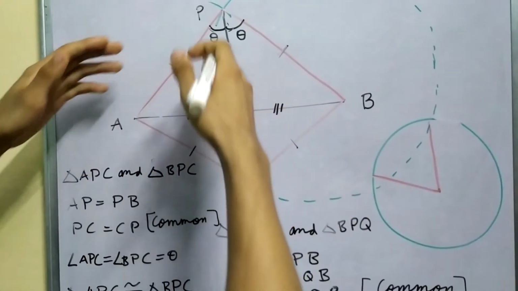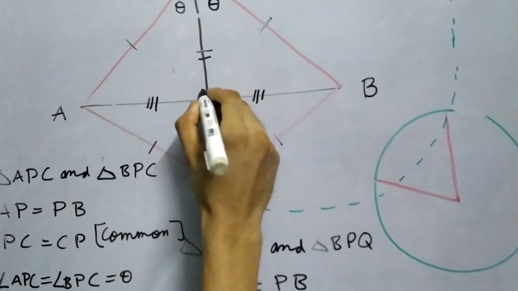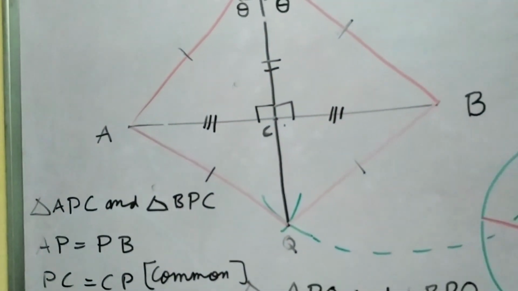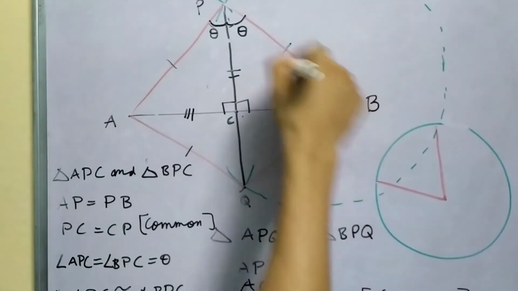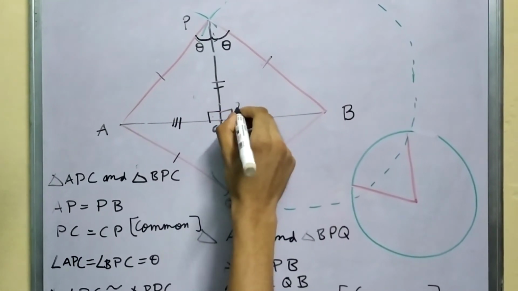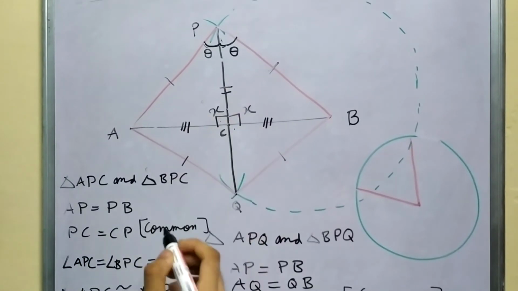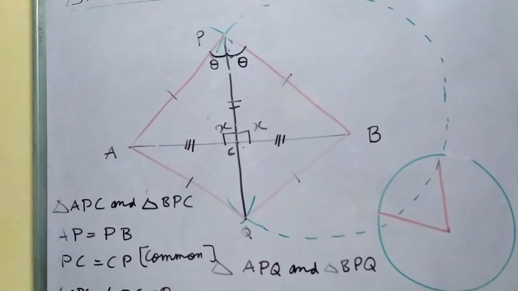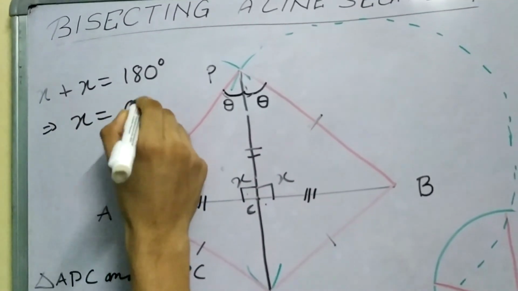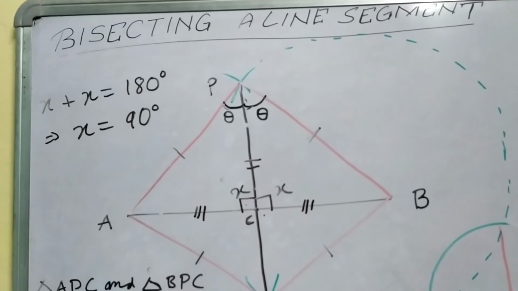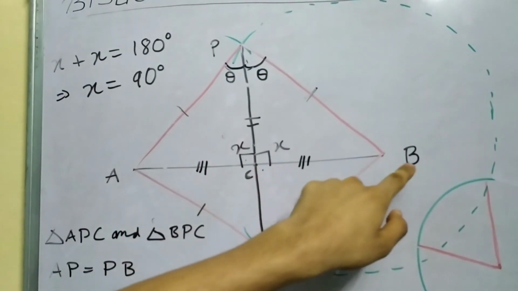So you do this procedure and you find that AC is equal to BC, and this angle will be 90 degrees. Well, why? If you see again in these two triangles APC and BPC, these two angles have to be equal. Let me call this X. The corresponding parts are equal, so if this is X, this is also X, and these two angles lie on a straight line, so their sum must be 180 degrees. So X plus X is 180 degrees, which gives X as 90 degrees. So PQ not only bisects AB, but PQ is also perpendicular to AB.